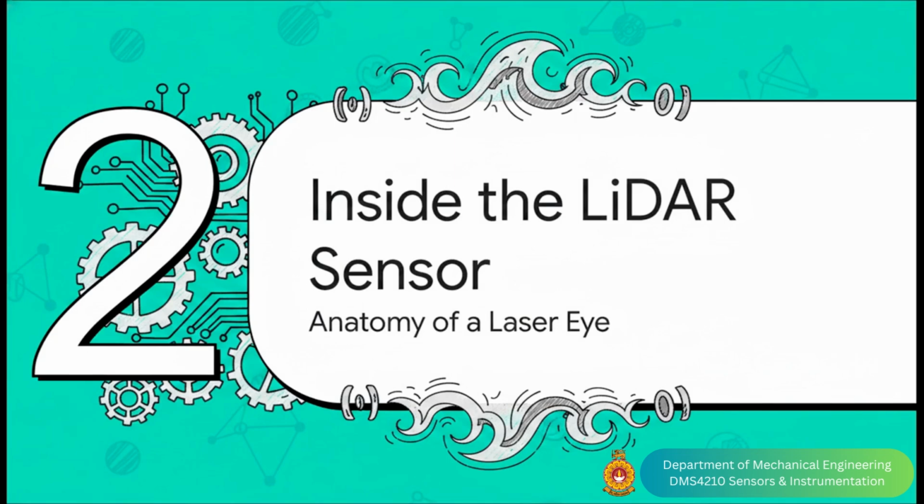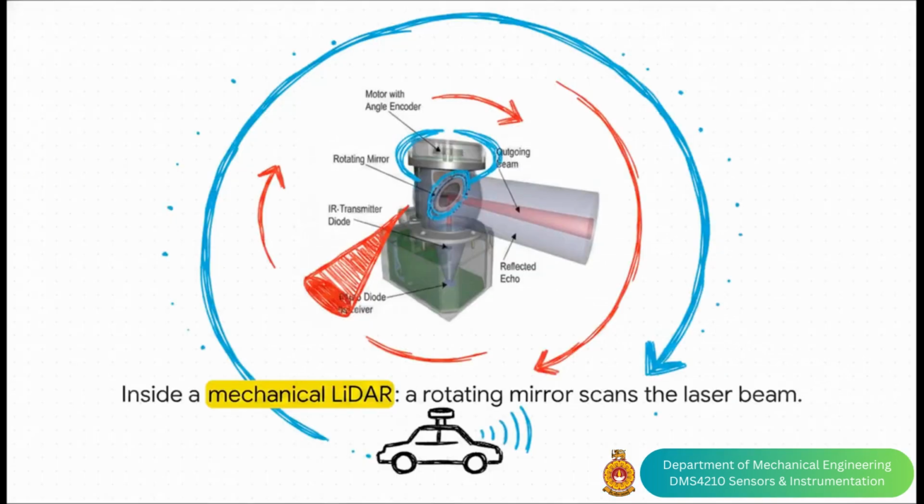Okay, so we've got the principle down. Now let's actually look under the hood and see the hardware that makes it all happen. What are the key parts that make up one of these laser eyes? What you're looking at here is a cutaway of a classic mechanical LiDAR sensor. You've got a laser that fires a beam upwards, and it hits a mirror that's spinning incredibly fast. As that mirror spins, it sweeps the laser beam across the environment, painting the world with light. When the beam hits something and bounces back, a receiver catches it. It's that constant spinning motion that gives the sensor its famous 360-degree view.